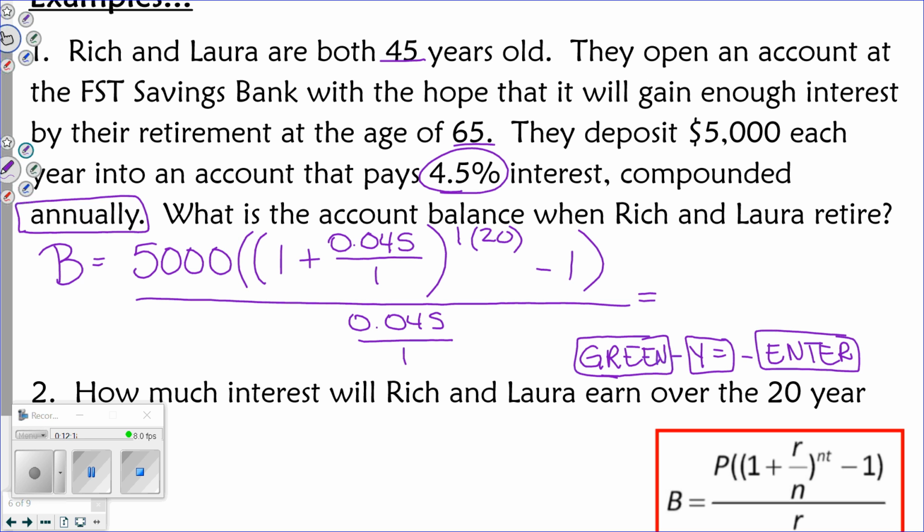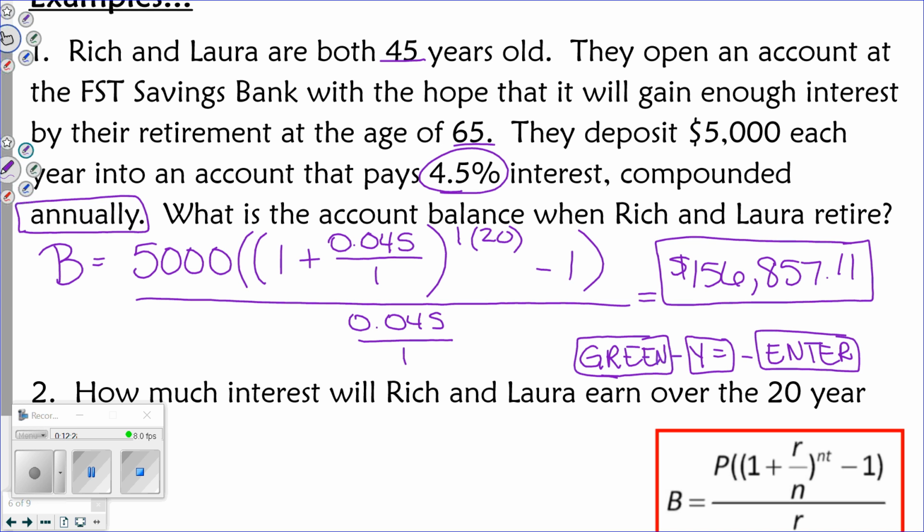All right. If you did it right, we should have gotten $156,857.11. That's what it should be. So take a minute, see what you get, and then if you're not getting that, let me come check and see if I can figure it out for you. All right, but do we see the difference with this type of formula versus the last one when we only put money in once, right? It was just a little bit higher by the end. This, $5,000 every year for 20 years, he's up to $156,000, right?